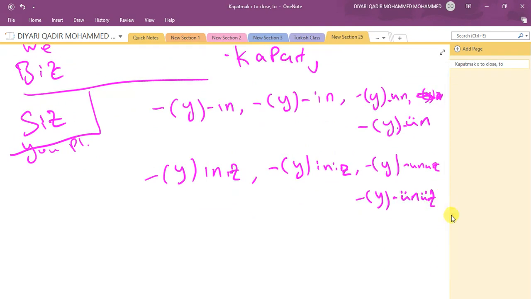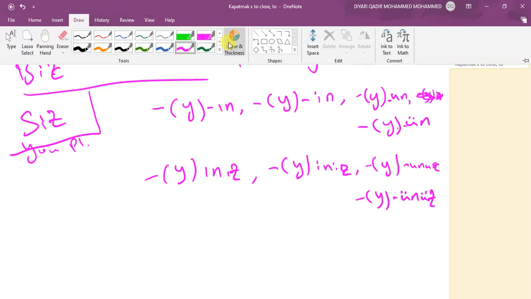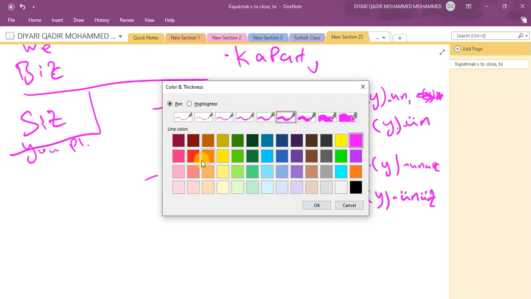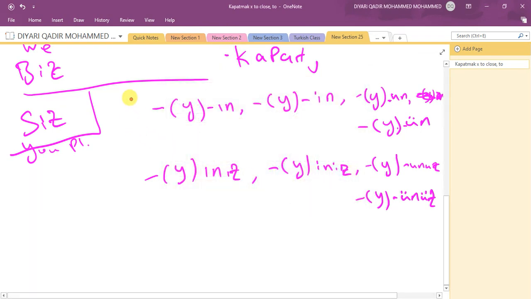Let me change the color. Both this format and this format are correct. Both of them are used, so any of them you use doesn't matter. You don't understand what's going on here, so I will give you the example.